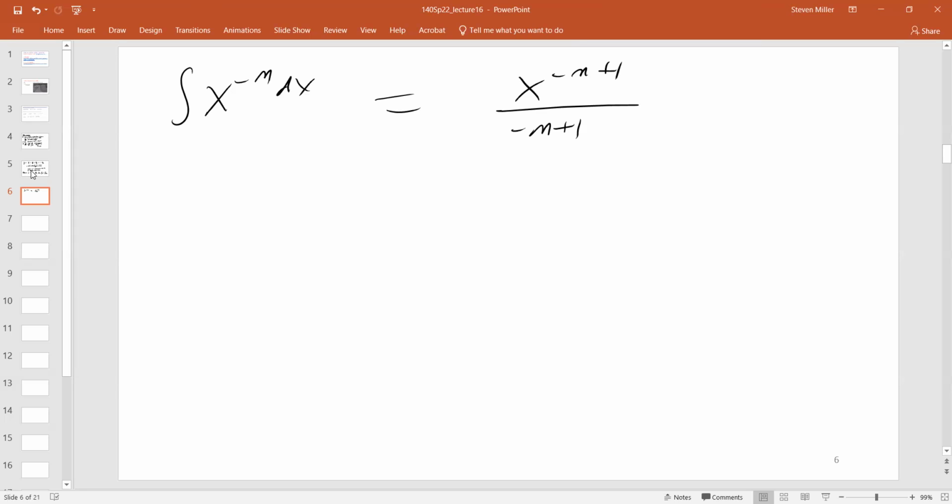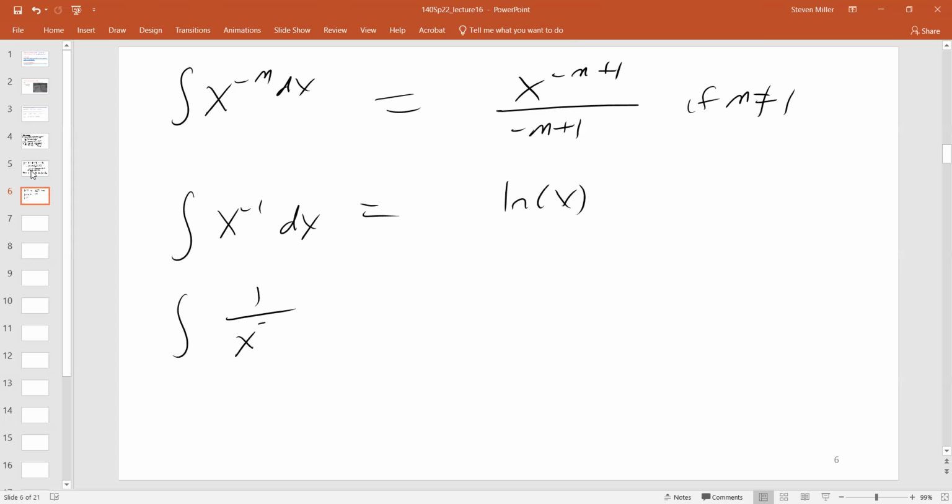Good, so what value of m do I have to worry about? Negative 1. But although the way I've got things written, it's not negative 1, it's m equals 1. But yes. So this is if m is not 1. And the integral of x to the negative 1 dx is just the natural log of x. And the integral of 1 over x squared plus 1 dx is arctangent of x. So these are our building blocks.